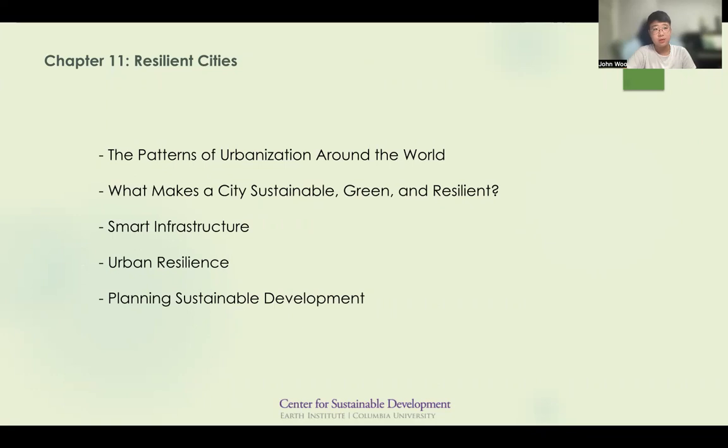Urban resilience touches upon the importance of preparing cities for the growing effects of human-induced climate change. As we enter the era of the Anthropocene, or more optimistically, the age of sustainable development, it is important for cities to brace for the impact of inevitable extreme weather events. The final section, Planning Sustainable Development, touches upon the importance of sustainable development throughout the world and how different cities are leading the charge to become more sustainable.